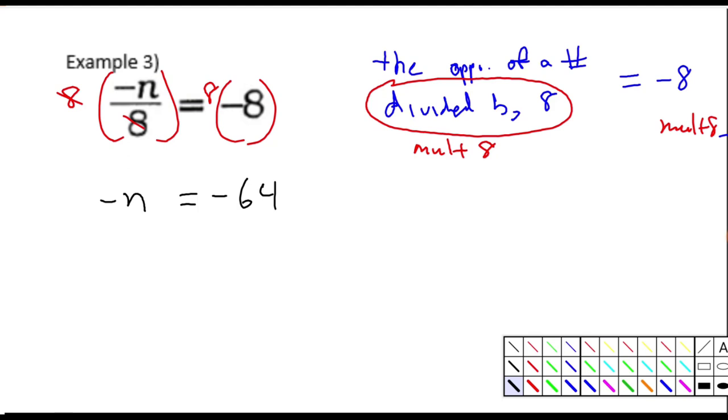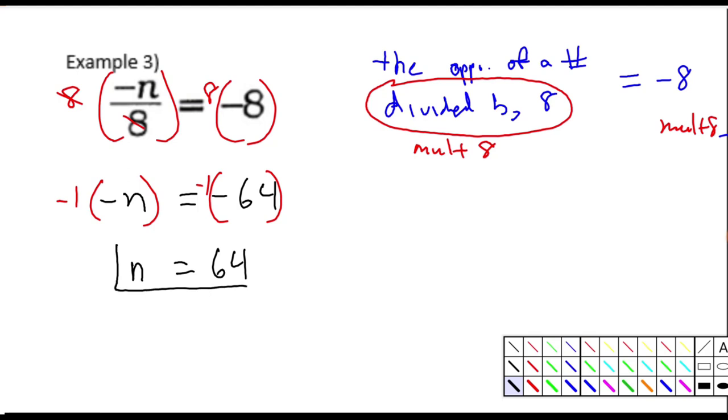Now how do you get rid of that negative sign or that opposite sign? Some people could put a 1 in here, but again, if you just take the opposite of both sides, so multiply both sides of my equation by a negative, a lot of people put a negative 1 to get the opposite. So we're going to get n is equal to 64. The opposite of a negative n is just going to be n. The opposite of a negative 64 is just going to be 64. All right, and there's my answer.